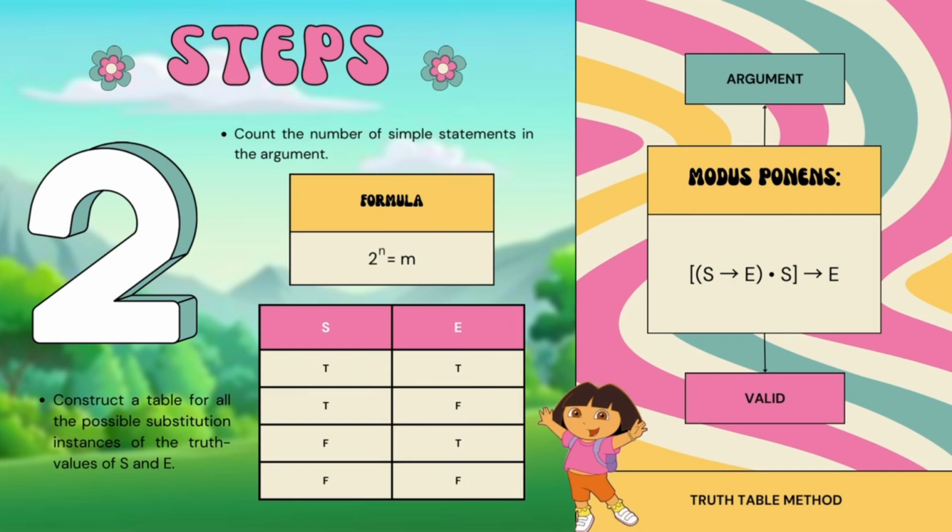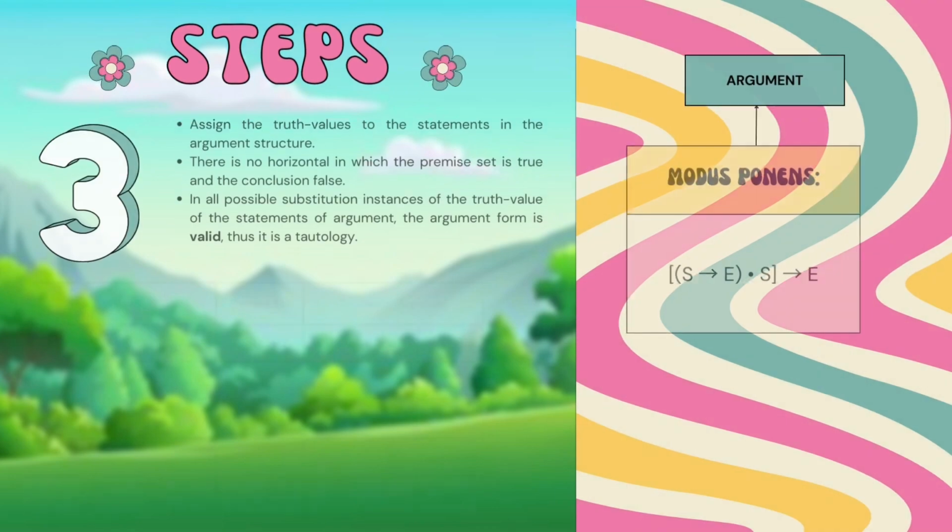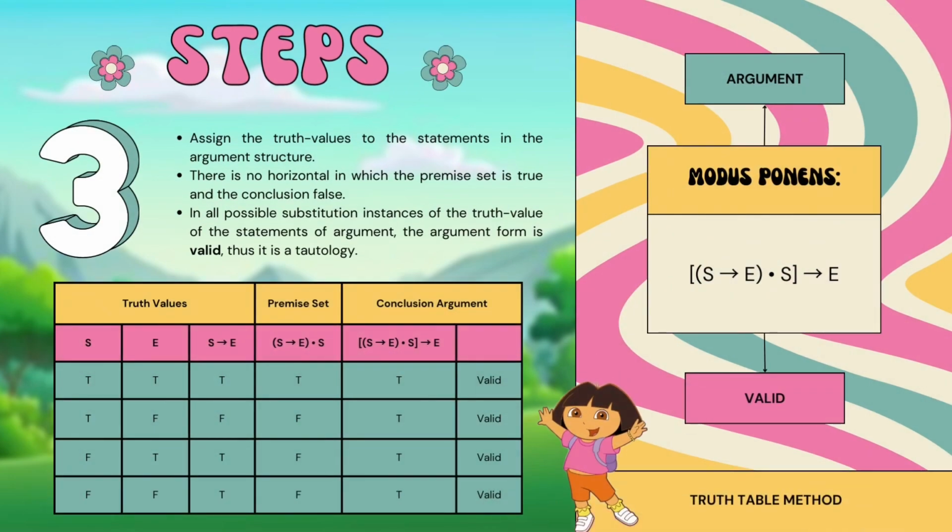Now, we have to construct a table for all the possible substitution instances of the truth values of S and E. The table shown will illustrate this. Finally, after completing our table of substitution instances, we have to assign the truth values to the statements in the argument structure. Notice how the table facilitated the assignment of truth values to the structure. It can be observed that there is no horizontal row in which the premise set is true and the conclusion is false. Consequently, in all possible substitution instances of the truth values of the statements of the argument, the argument form is valid. Thus, it is a tautology.